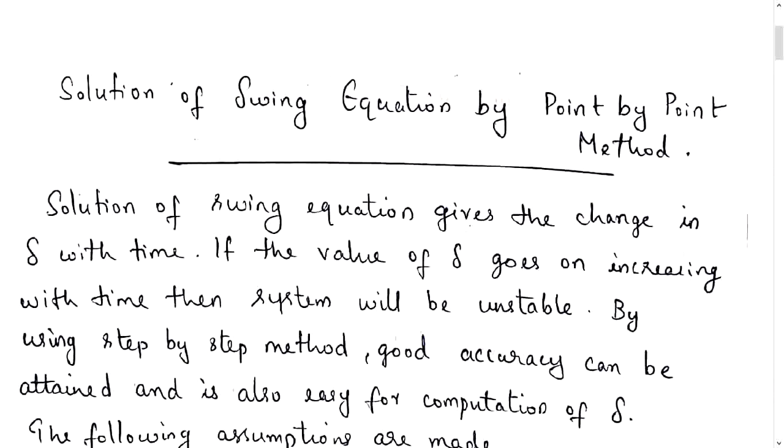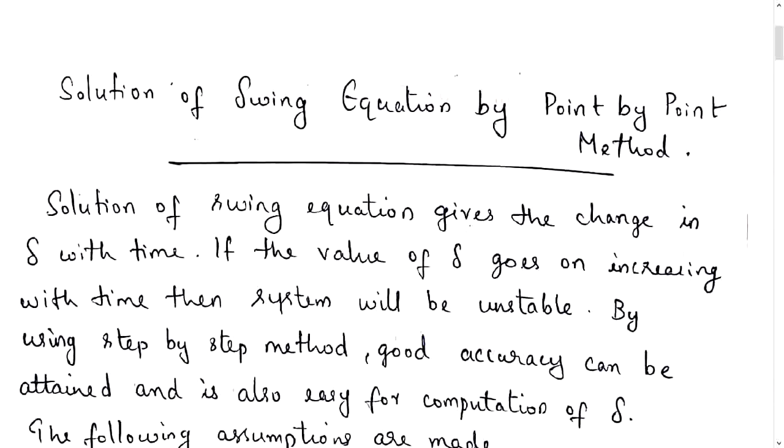So welcome all. In this class, we are going to discuss the solution of the swing equation by the point by point method and the Runge-Kutta method. Before going into that, I hope you all remember what the swing equation is. The swing equation is M d²δ/dt² = Pa, where M is the angular momentum and Pa is the accelerating power.